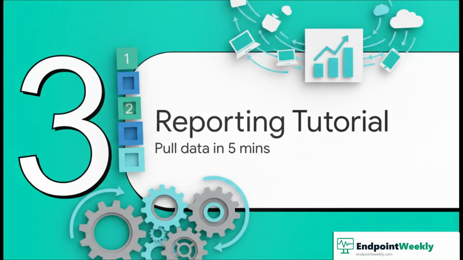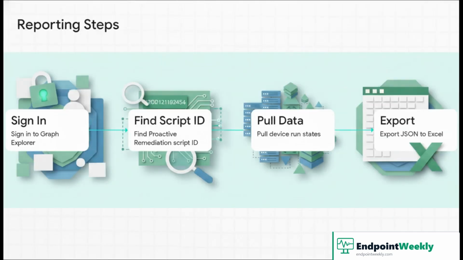All right, Part 3, the PRT reporting tutorial. Let's walk through exactly how to execute this step by step using the process mapped out by Endpoint Weekly. Here is the roadmap for the tutorial. 4 simple steps that take less than 5 minutes. First, we sign in. Second, we locate the specific ID for our script. Third, we extract that hidden device data. And finally, we bring the whole shebang into a tool we all know and love, Excel.